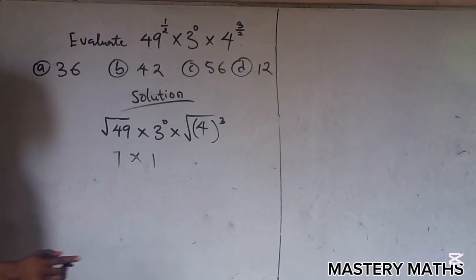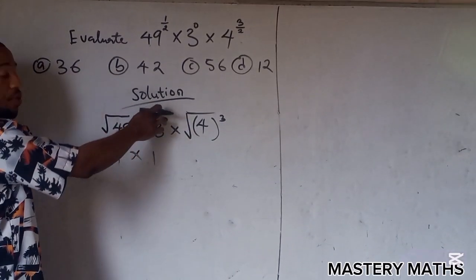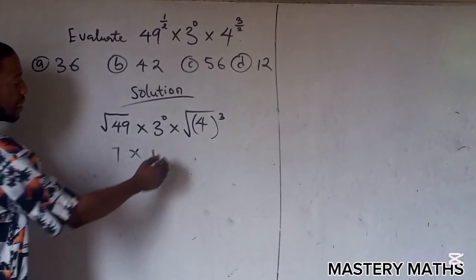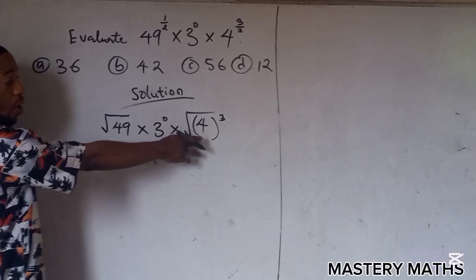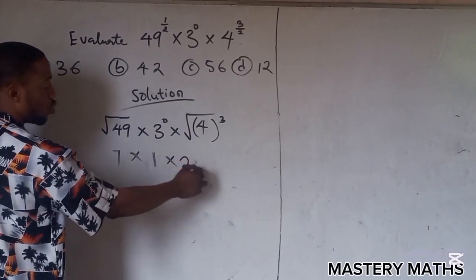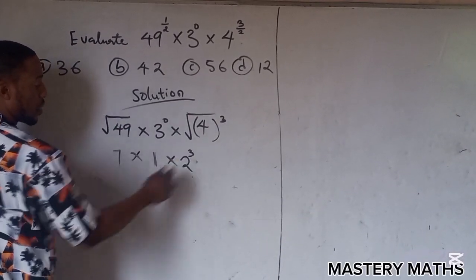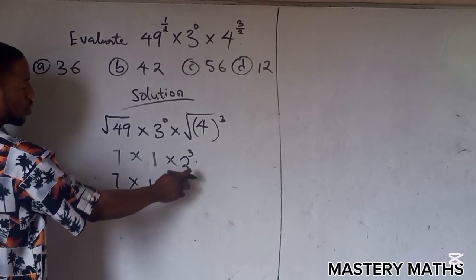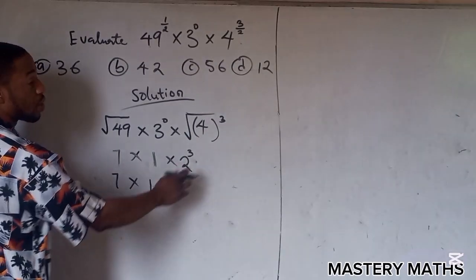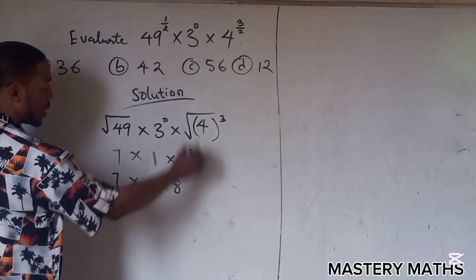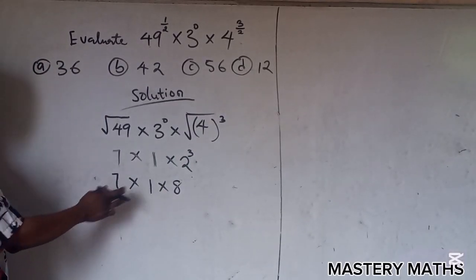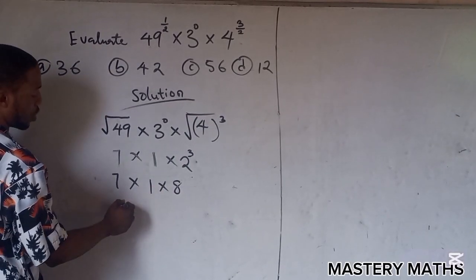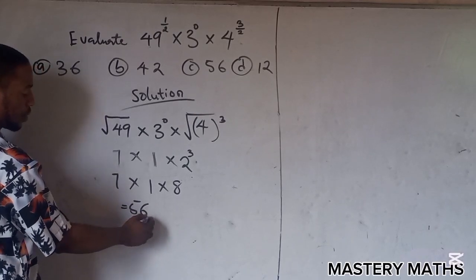Now, times 3 raised to the power of 0 is 1. According to the law of indices, whenever a number is raised to the power of 0, it gives us 1. Now, times square root of 4 is 2. There's a power there, raised to the power of 3. Coming down, you have 7 times 1 times 2 raised to the power of 3, which is 2 times 2 times 2, which is 8. Now you multiply 7 times 1 times 8 will give us 56.